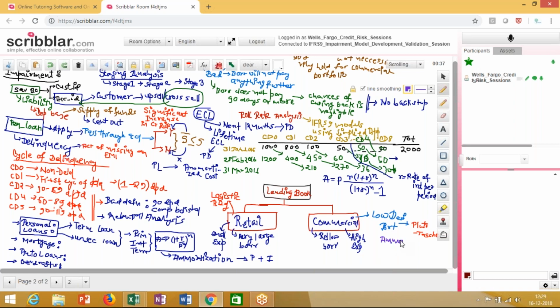Assets which are valued at amortized cost are the ones that apply for impairment computation using the IFRS 9 framework. Amortized cost. The second that we have is the FVOCI, that is fair value through other comprehensive income.